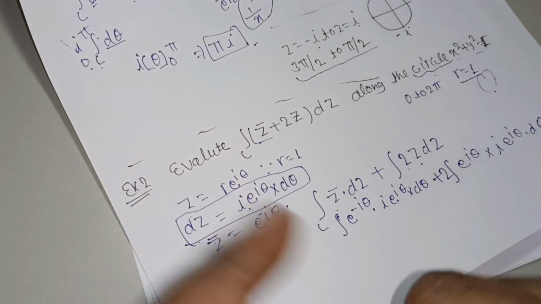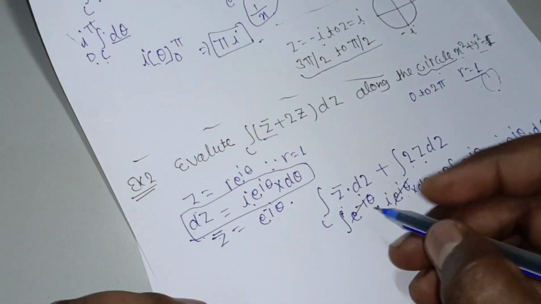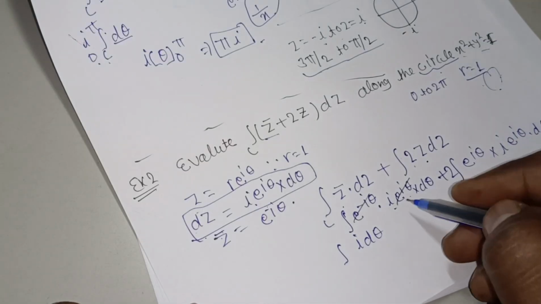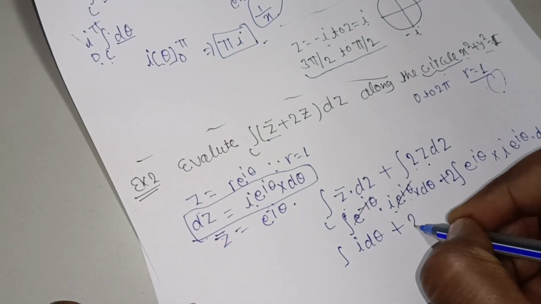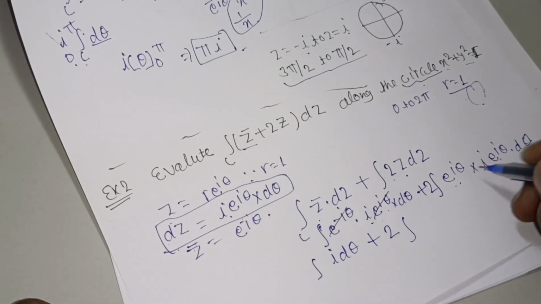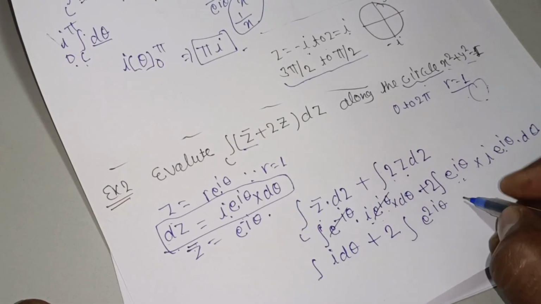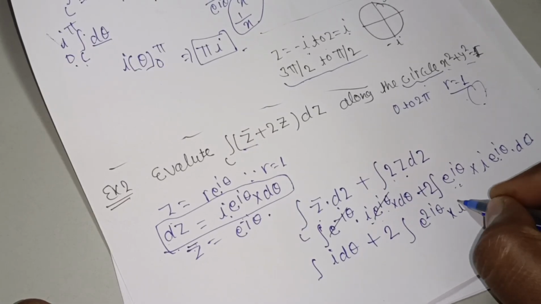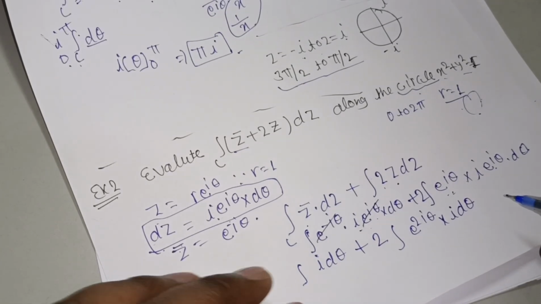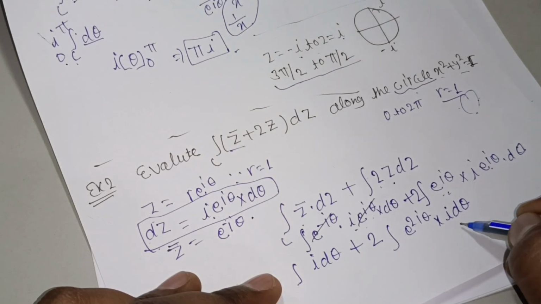Okay, so remember here, this term and this term will cancel each other. So here will be integration of iota d theta plus 2 iota e to the power iota theta. Here this will add, so e to the power 2 iota theta into iota d theta.